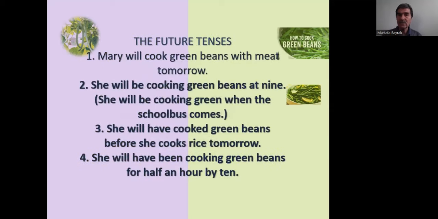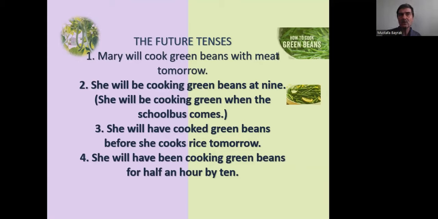Now let's focus on the four future tenses. The simple future tense is like this. You know this. We studied it with simple models. Okay. For example, number one, the simple future tense with will. Mary will cook green beans with me tomorrow.